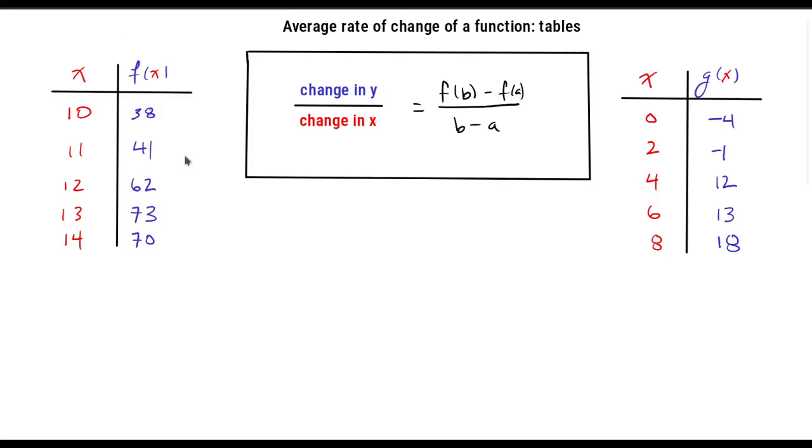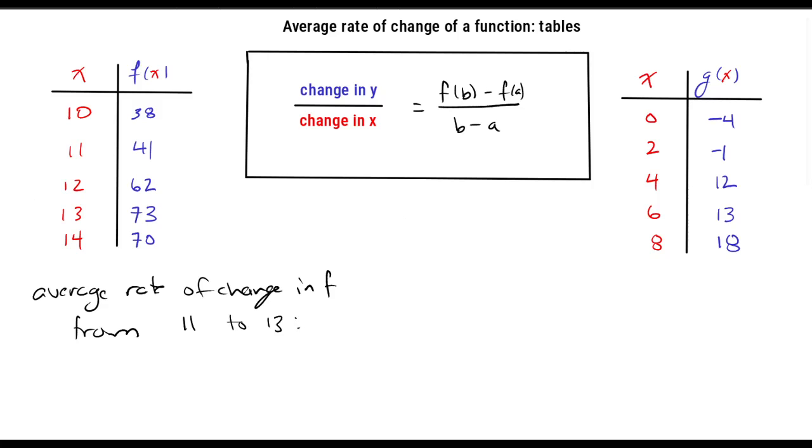So let's try computing some examples using functions given by tables. On the left, we've got this table telling us about the function f. If we want the average rate of change in f, let's go from 11 to 13. Okay, so our starting point is this 11 here, and we're stopping at 13.